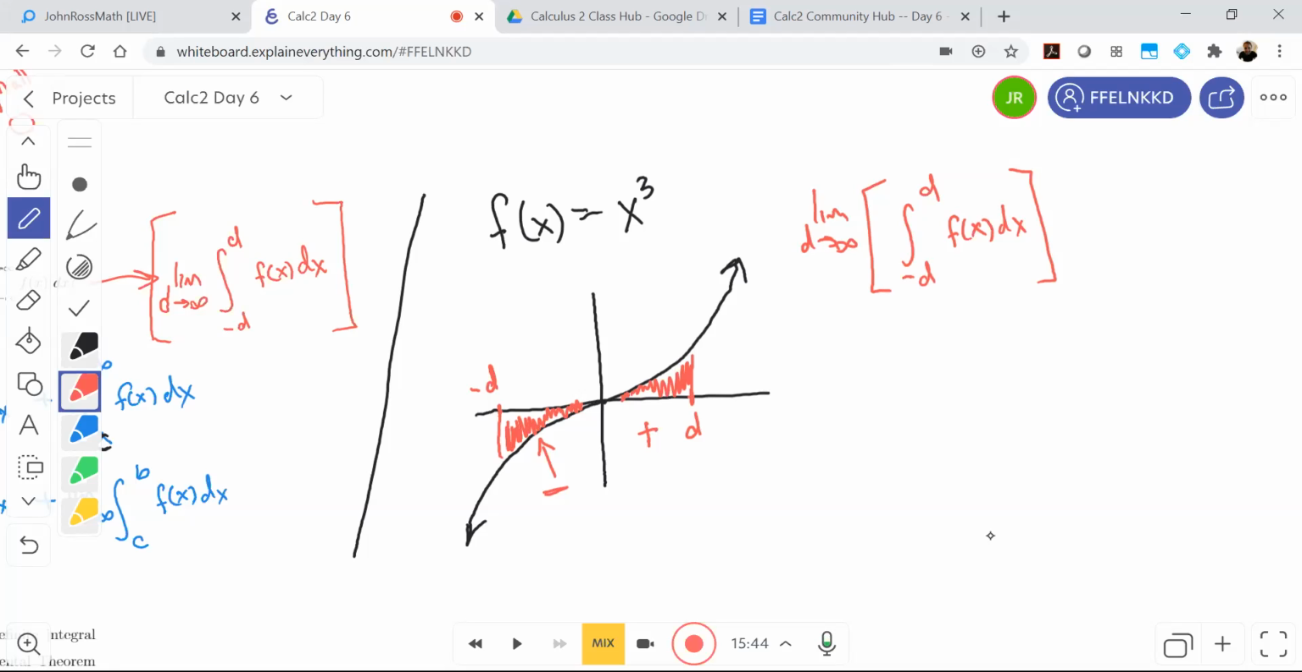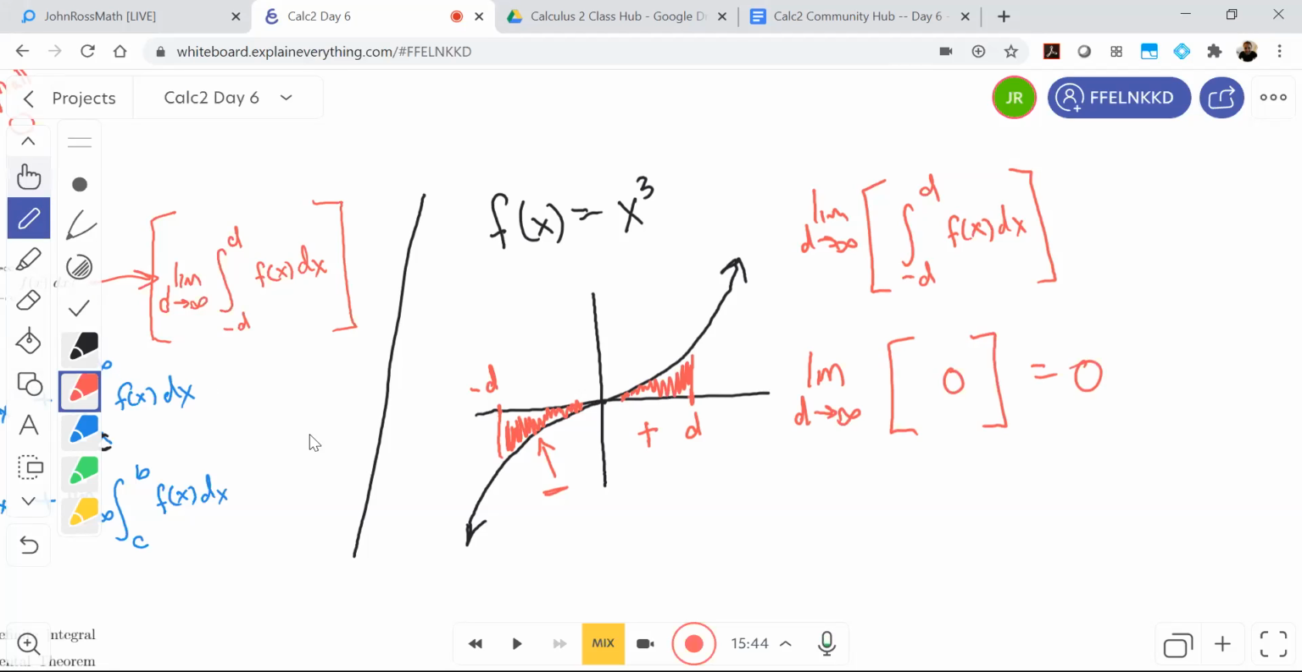So for any given value of d, this becomes 0, and we get the limit as d goes to infinity of 0. Cool. And the limit as d goes to infinity of the constant 0 is just the constant 0.